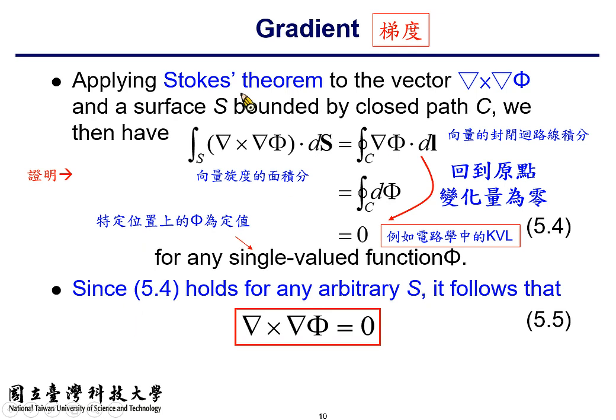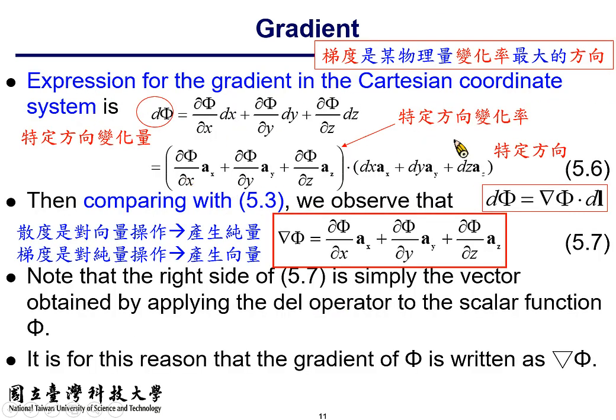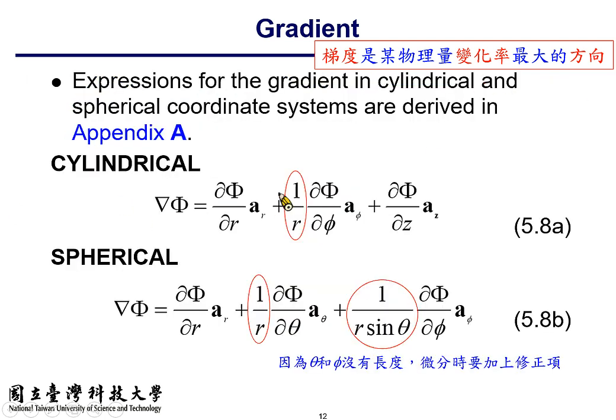Okay? So that's the definition of gradient. And here is the definition of gradient in the rectangular coordinate system. The gradient is a spatial differentiation operator on a scalar, and divergence and curl are spatial derivative operators on vectors along different directions. And here is the definition for gradient in the cylindrical coordinate system and spherical coordinate system, so be careful about that.